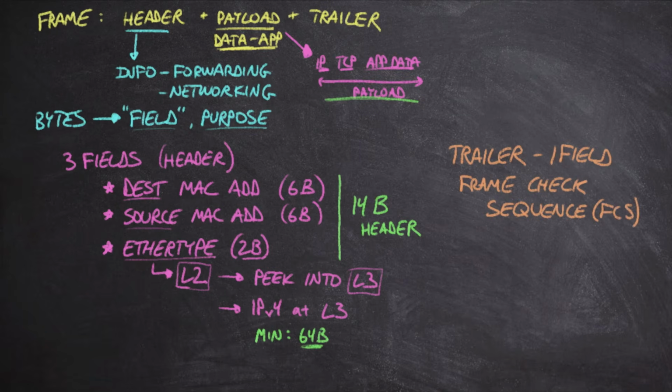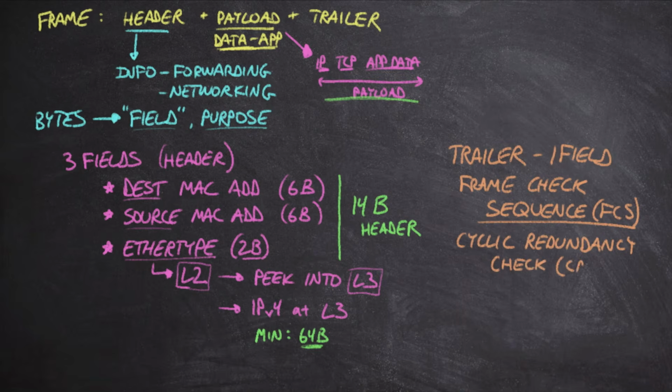The FCS is a really important field, and it's going to include a mathematical operation, that's another long phrase, that we call the cyclic redundancy check. And this can be abbreviated as CRC. So what in the world is going on here? We have FCS, we have CRC. The purpose of this trailer, this single field, the frame check sequence, is to perform error detection.